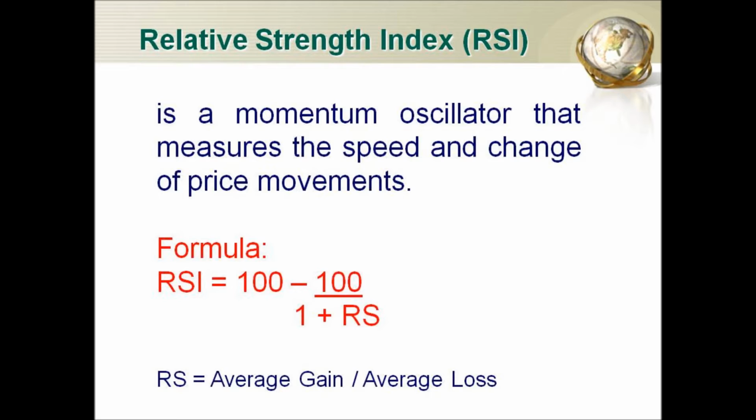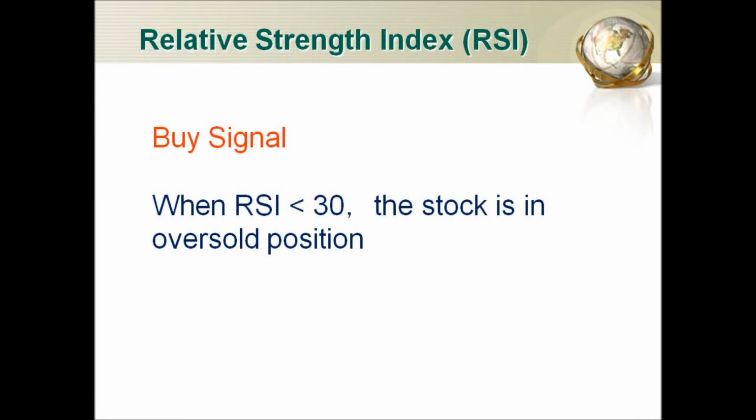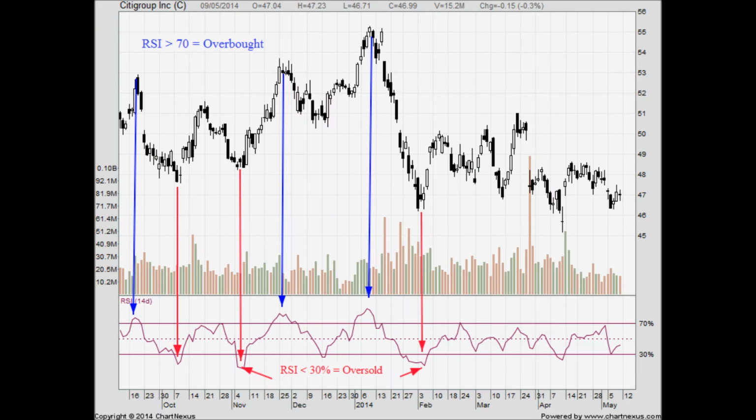It is calculated using this formula here, where the RS refers to the average gain divided by the average loss. The purpose of this RSI is to detect the overbought and the oversold positions. When RSI is below 30%, the stock is in oversold position, and when RSI is above 70, the stock is in overbought position. As you can see in this chart, RSI works very well for this particular stock.